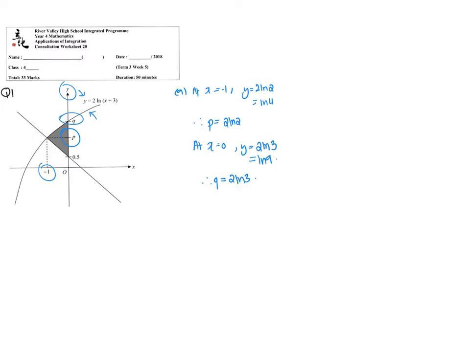For part B, we are required to find the shaded region as shown in our diagram here. As we all know, we are unable to integrate the ln function yet. So intuitively what I want to do is of course to make x the subject so that I have a function in terms of y and I can integrate with respect to y. So if you were to do that, let's visualize our diagram first.